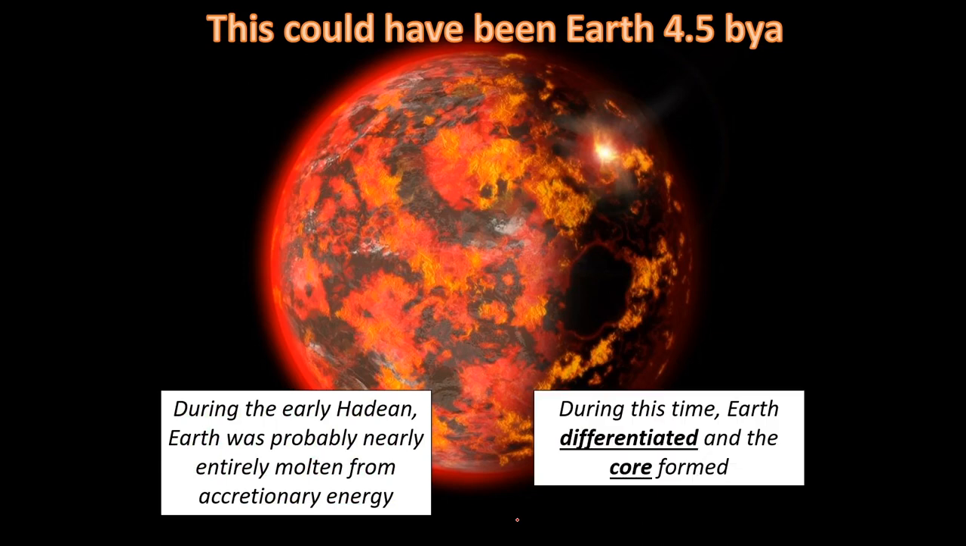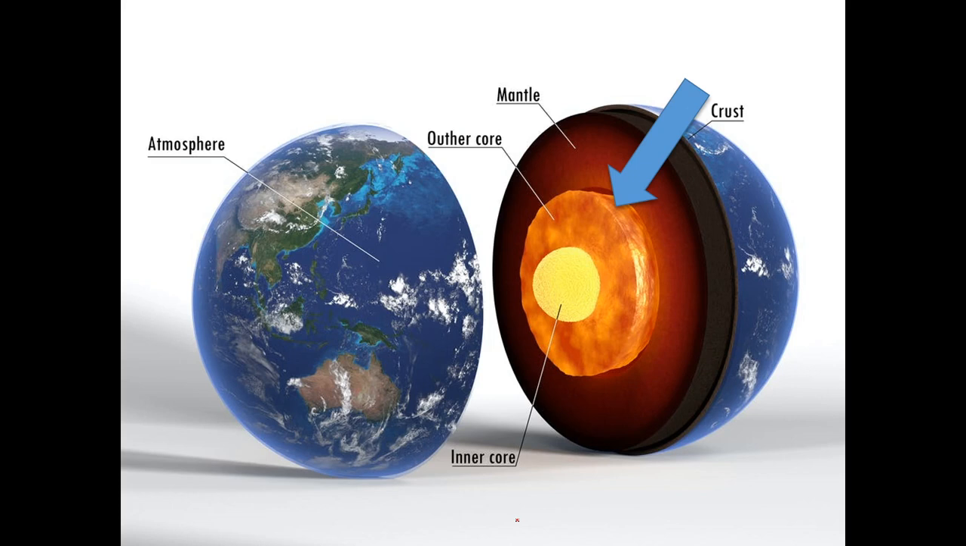During this time, the Earth also differentiated. That means the core, the metal, separated from the rocky material. As the Earth was mostly molten at this time, possibly entirely molten, it was able to separate, just like oil and vinegar.